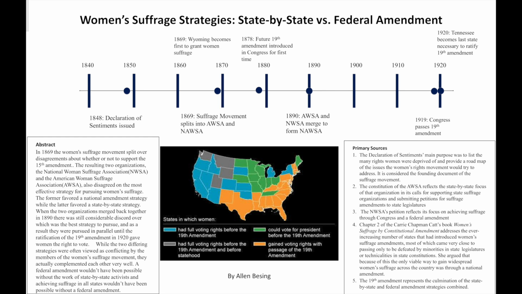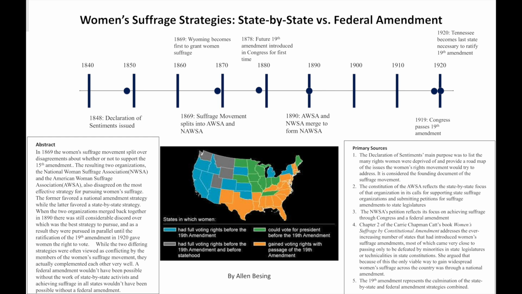It would be reintroduced in every session of Congress from then until 1920. In 1890, the AWSA and the NWSA merged back to form the NAWSA, and in 1919, Congress passes the 19th Amendment. In 1920, Tennessee becomes the 36th state to ratify the 19th Amendment, and that ratification fight in Tennessee is a first-class political drama, and if you don't know much about it, I highly suggest you look into it. It's very entertaining.